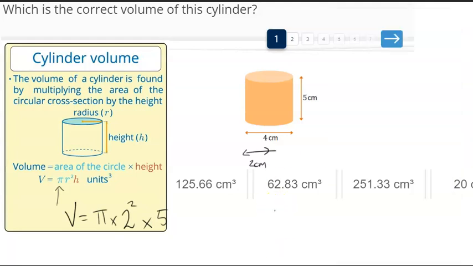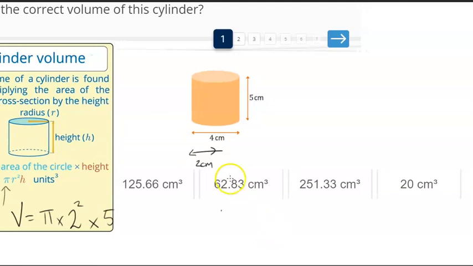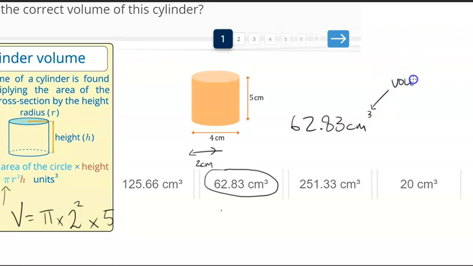So let's look at our answers. 62.83. That is our solution there. Now 62.83, you'll notice that there's this little 3 up the top. This is just to indicate that we're dealing with volume, that we're dealing with 3 dimensions. We're finding how many of these little blocks can fit into a cylinder that is this size. And this is saying, well, nearly 63, but 62.83 to be exact.